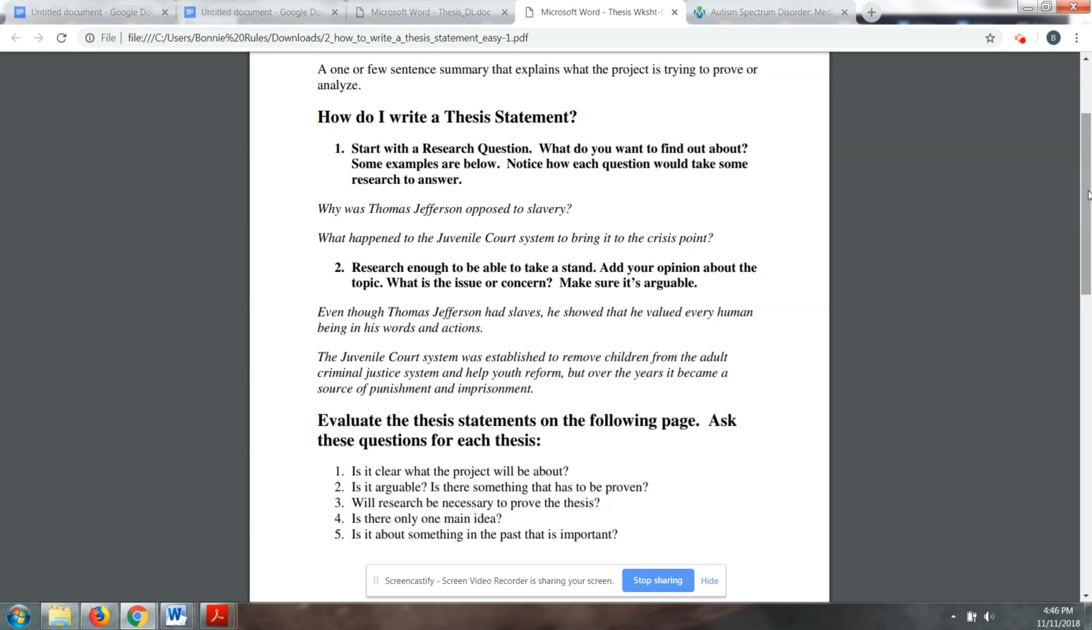The second one's a little better. The juvenile court system was established to remove children from the adult criminal justice system and help youth reform, but over the years it became a source of punishment and imprisonment. So this might be one of those 2-sentence thesis statements because I'm not really sure what the argument is yet. Is it going to argue that it has become a source of punishment and imprisonment? Or is this going to say what needs to be changed to deal with the fact that it's become a source of punishment and imprisonment? So in this case, word choice really matters because I'm not exactly sure where the focus of the argument is going to be here yet.